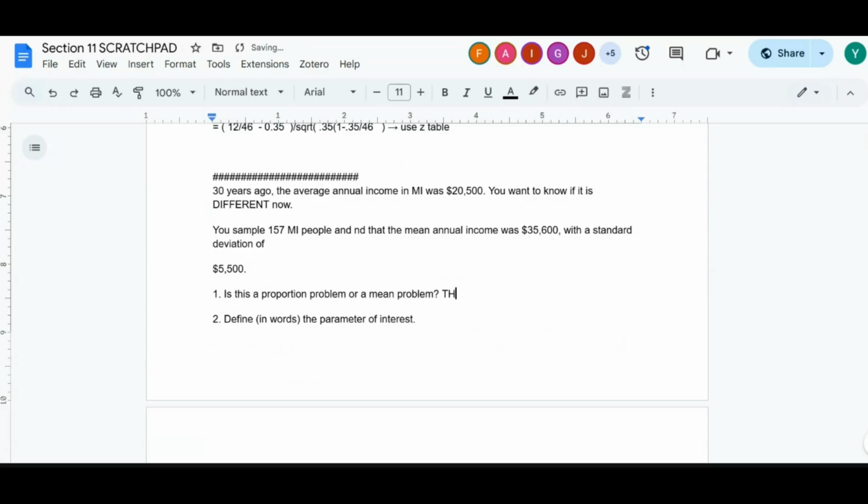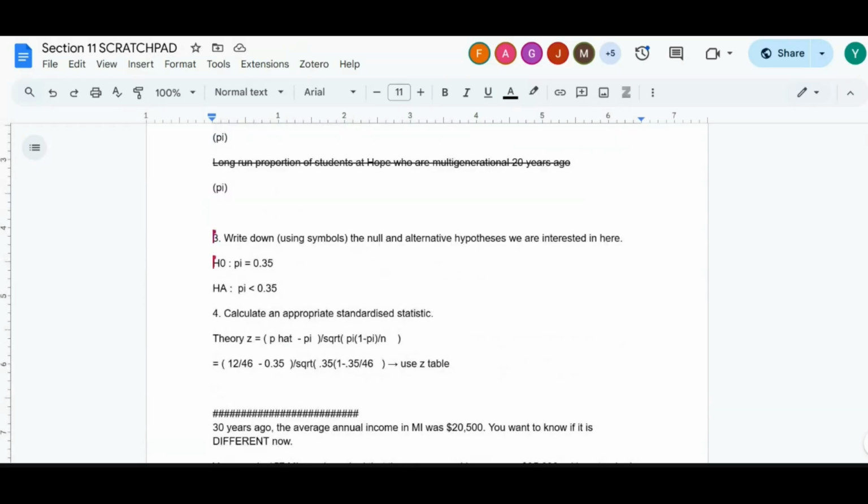But this is a mean problem. Good. I mean, it's so obvious, right? If you ask people what their salary is annually, they give you a number. They don't say yes. So it's a mean problem. Very good. Define the parameter of interest.